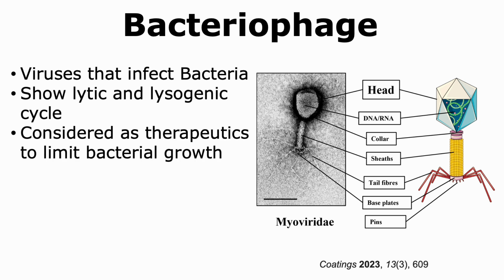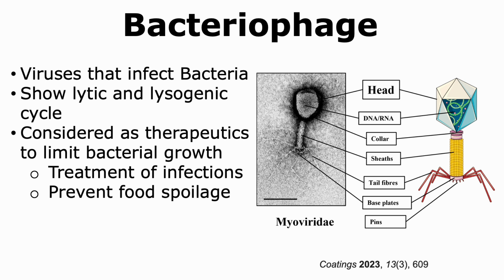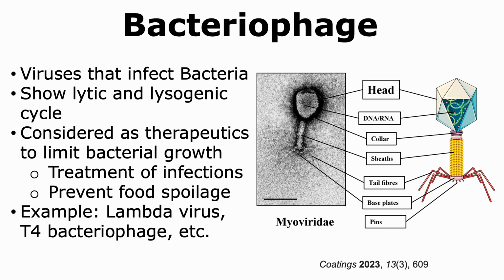Bacteriophages are becoming very interesting because they are being considered as therapeutics to limit bacterial growth, for example, for the treatment of infections caused by bacteria that are unable to be treated with antibiotics, or to prevent the spoilage of food so that food can last longer. Some examples of bacteriophages are the lambda virus and the T4 bacteriophage. It should be noted that there are many other types of bacteriophages that are present in the environment.